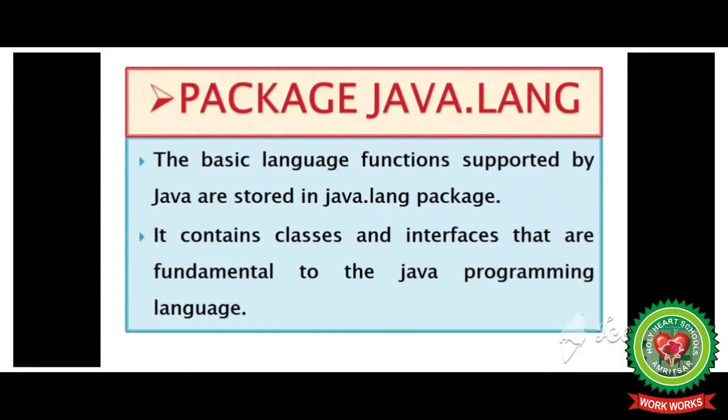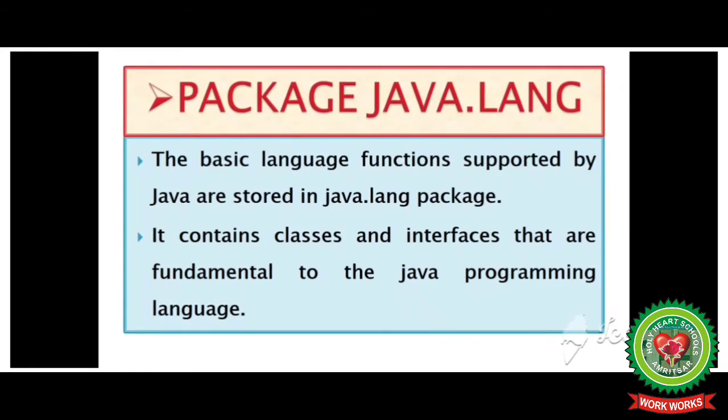The basic language functions supported by Java are stored in the java.lang package. It means java is the main package and .lang is a sub package. It contains classes and interfaces that are fundamental to the Java programming language, and the java.lang package is imported by default by the Java compiler. It means we don't have to call it with an import statement. Automatically it will be included in the program by default.